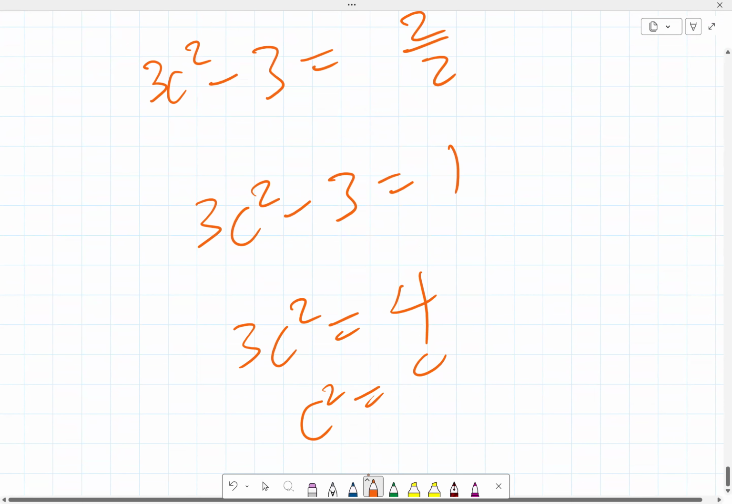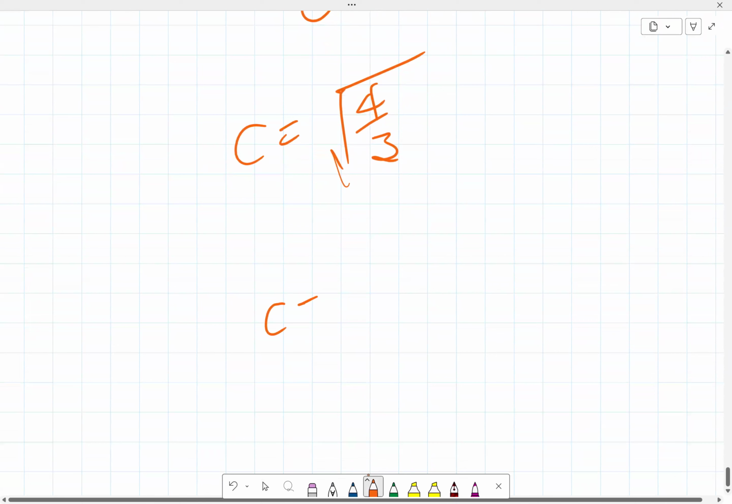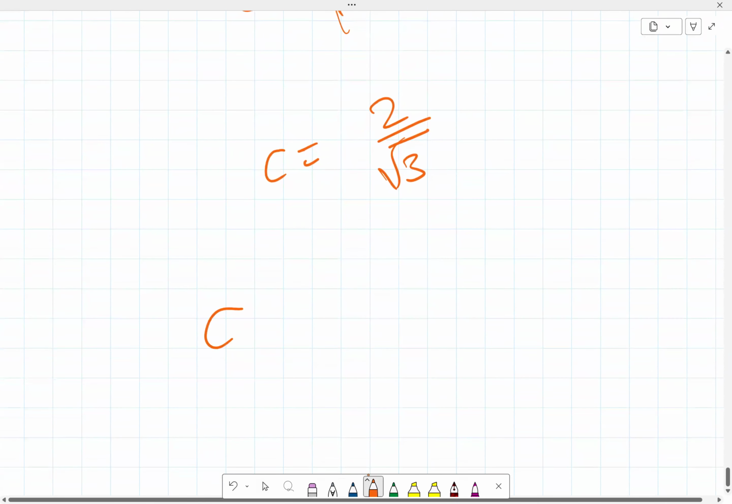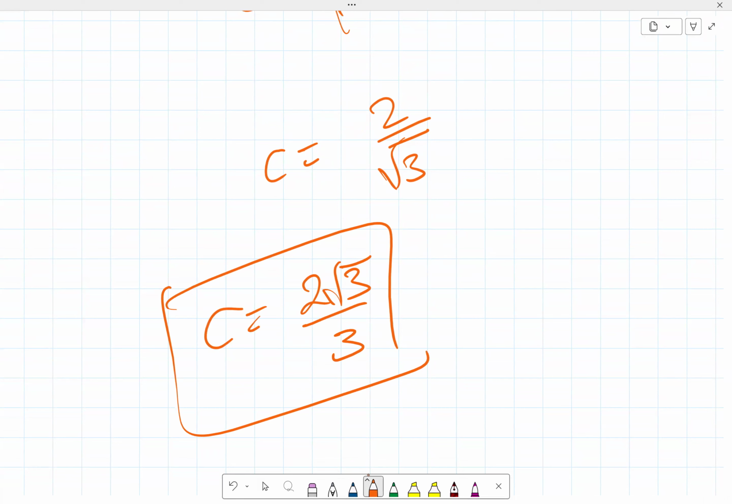Then c squared is 4 over 3. Okay, so that means that c is the square root of 4 over 3. And that means that c is 2 over root 3. We can rationalize that. So c is actually 2 root 3 all over 3. Okay, that is the c we need in this case for the mean value theorem.